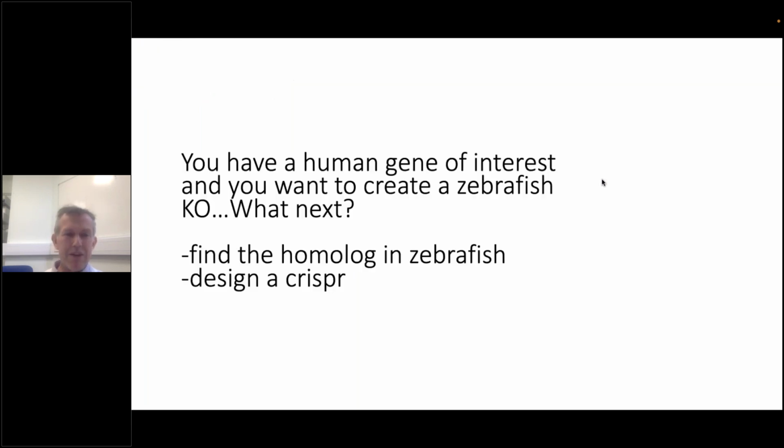So the scenario is, you have identified a human or a mouse gene of interest, and you would like to create a zebrafish knockout. So what do you do next? Where do you really start? Well, the first thing you need to do, if you work in a different organism, is to identify the zebrafish homologs of your gene. And then you need to design a CRISPR.